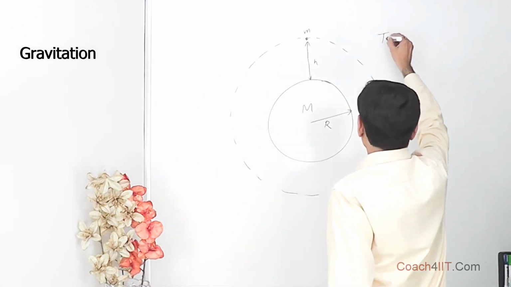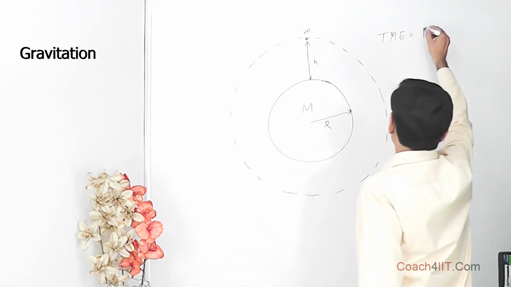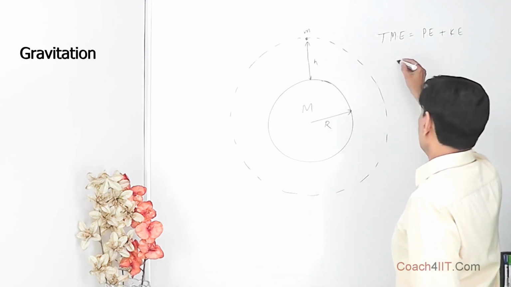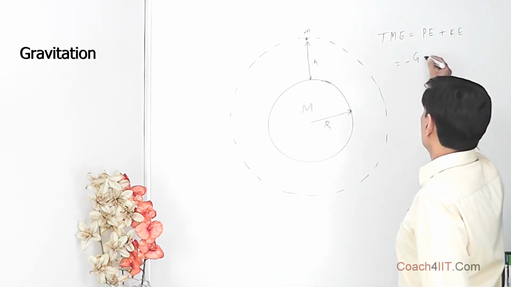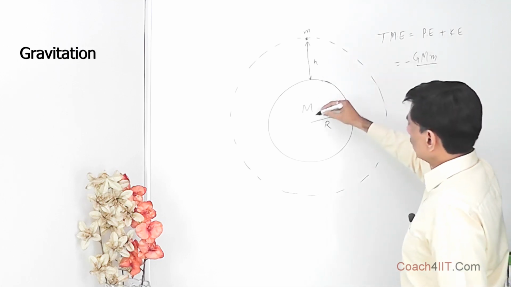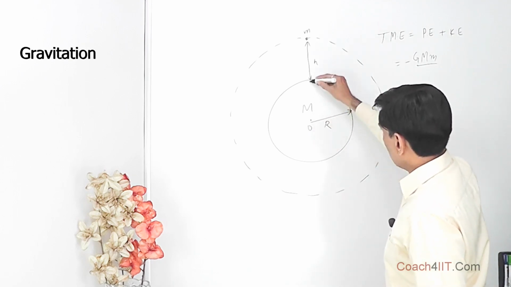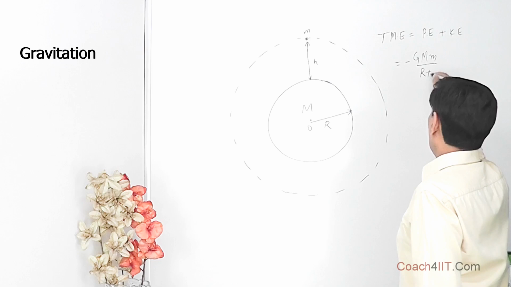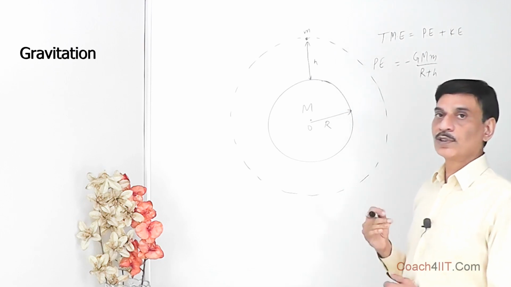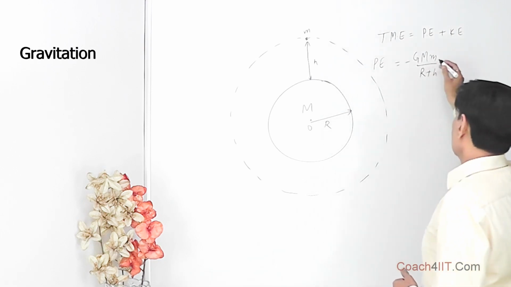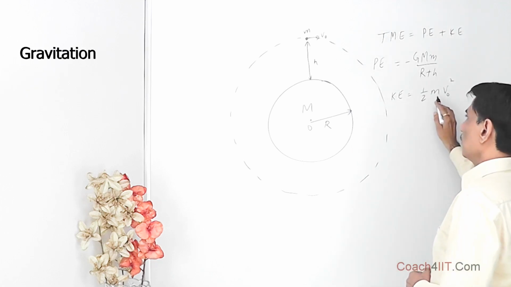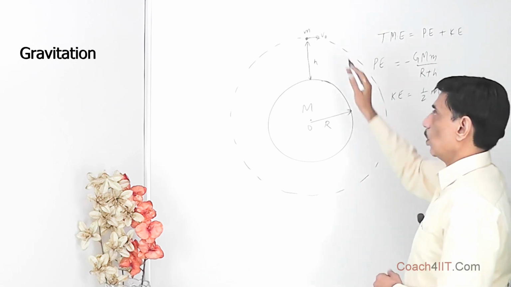Obviously the total mechanical energy of this satellite is equal to potential energy plus kinetic energy of the satellite. When we say potential energy, it is going to be minus GMm upon the distance between the two centers. Earth has center at O, so this is R plus h. So this is the potential energy of the satellite, though actually this is always of interacting bodies. So it is minus GMm upon R plus h, and the kinetic energy is half m v0 square, where m is the mass of satellite and v0 is its orbital velocity.